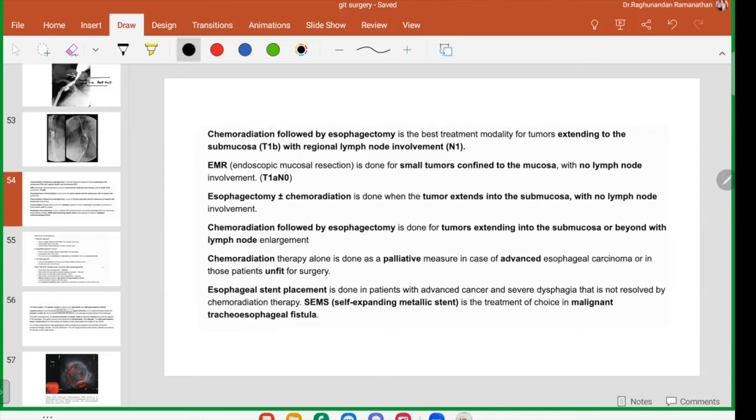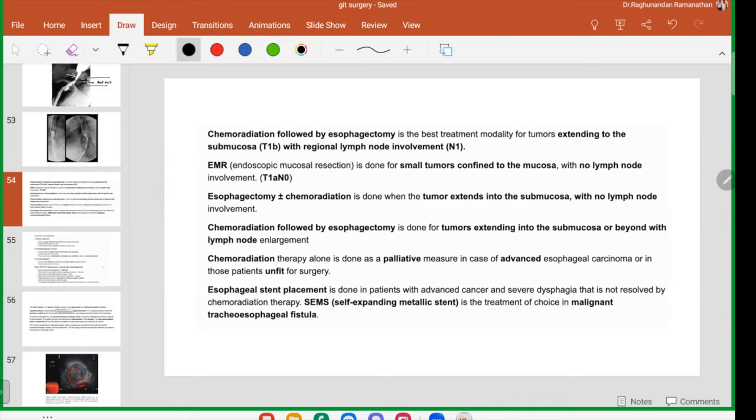And esophageal stent placement is done in patients with advanced cancer or severe dysphagia that is not resolved by chemo radiation. That is called your SEMS. So SEMS is a treatment of choice in malignant transesophageal fistula, which you need to understand.